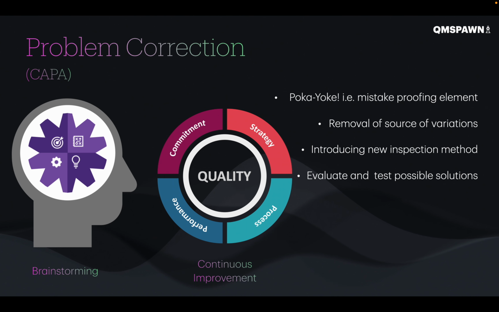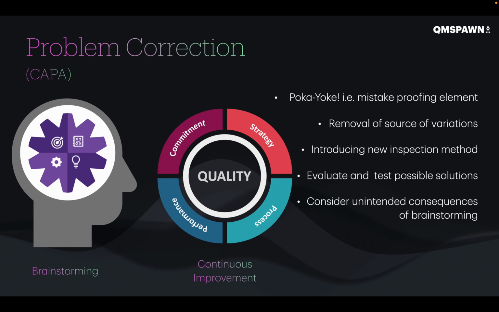So here you could use something like a matrix diagram that essentially will list out your various options. And then another step here, and very important, is brainstorming unintended consequences that are associated with proposed changes. So whenever you are evaluating possible solutions, ask yourself about the unintended consequences of this corrective action.